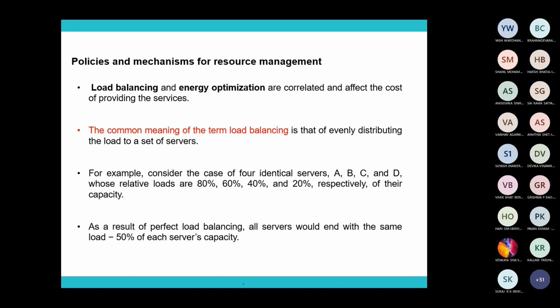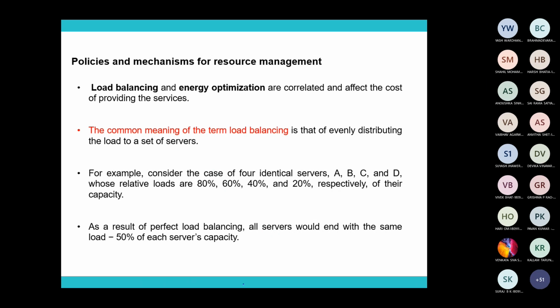There are four servers, and the loads are already mentioned. Instead of using four servers, can we allocate those loads to a minimum number of servers? Look here: server A is 80% loaded, B is 60%, C is 40%, and D is 20% loaded. Can you move the load? Move the 40% load on C to B, and similarly D to A.